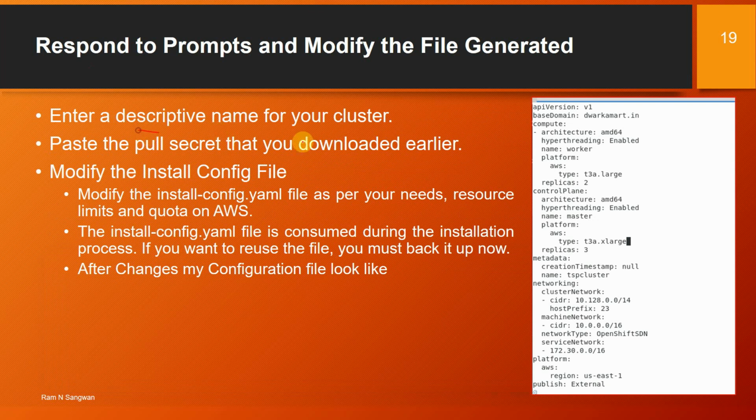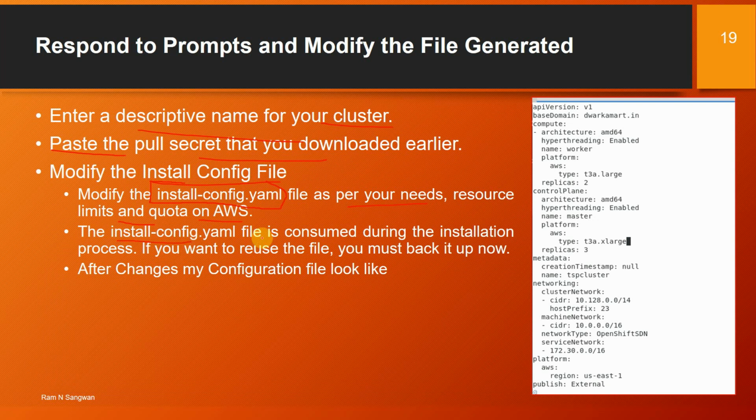platform configured, dwarkamar.in, which I used for the purpose of this training, and the cluster name. Then enter a descriptive name for your cluster. Paste the pull secret that you downloaded earlier. Modify the install config file. That is interesting, which you will see in my demonstration just after this slide. Install config file as per your needs, resource limits, and quota on AWS.